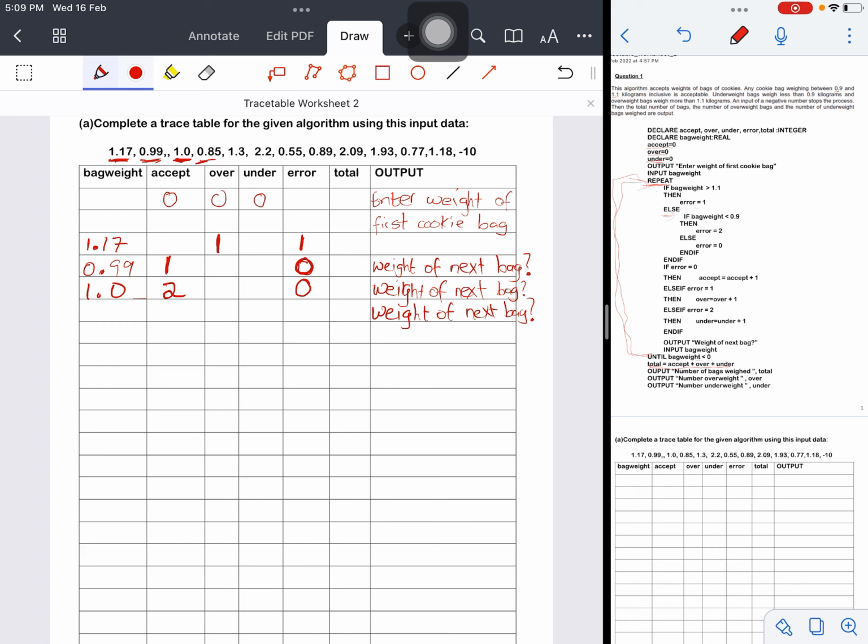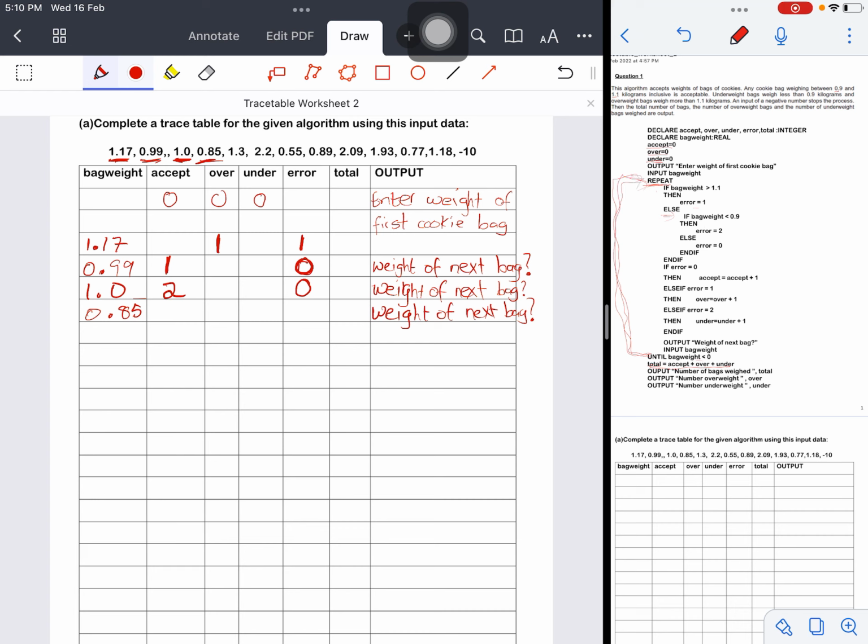The next bag weight is 0.85. Okay? Now 0.85, then we go until bag weight is less than zero. It's still not less than zero, so we go back up and repeat the same process again.